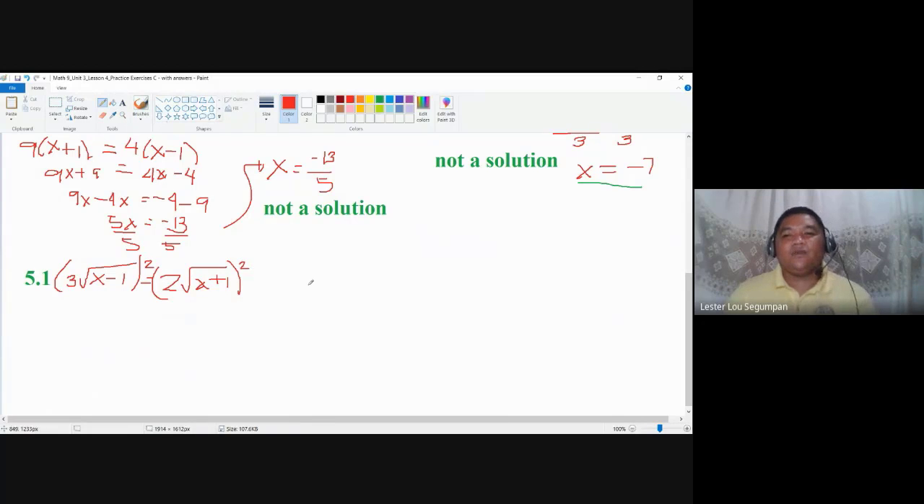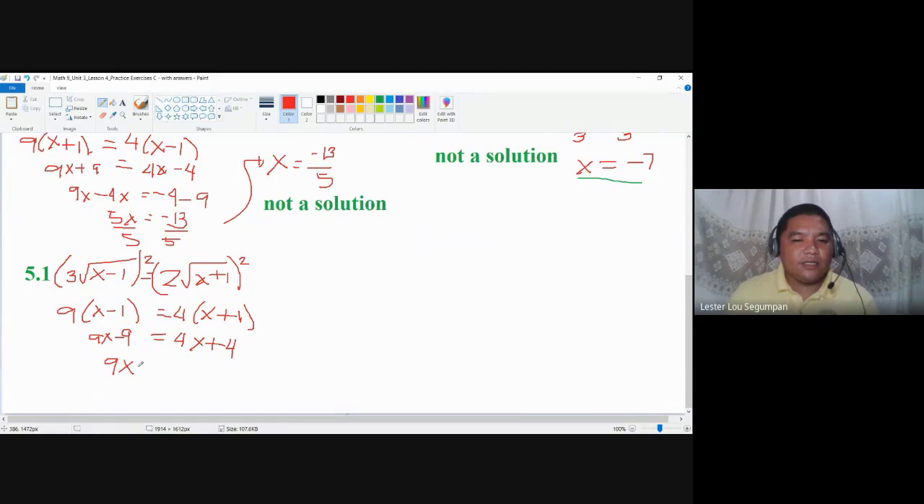Okay. Square both sides. And then you have the square of 3, which is 9, times x minus 1. And this is 4 times x plus 1. Substitute, you have 9x minus 9 is equal to 4x plus 4. And then you have 9x minus 4x is equal to 4 plus 9.